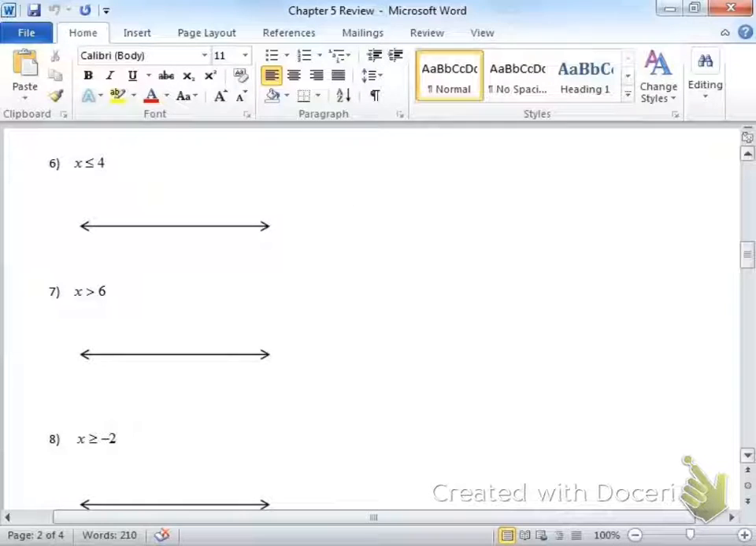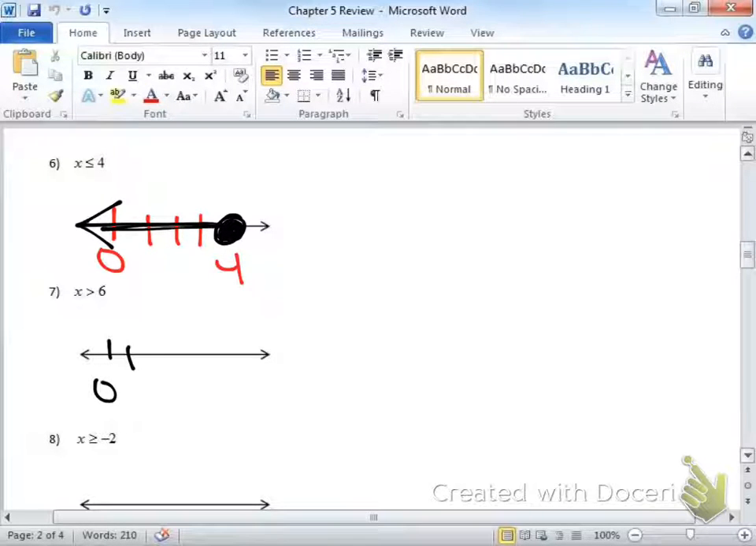Alright, on the back we're graphing these on a number line. So you need 0, 1, 2, 3. Here would be 4. Circle the 4. You're going to fill it in because it is an or equals to. And then you're going to go to the left. Same thing on number 7. You have 0, 1, 2, 3, 4, 5, 6. Circle the 6. We want greater than, but not or equal to, so don't fill it in and shade to the right.